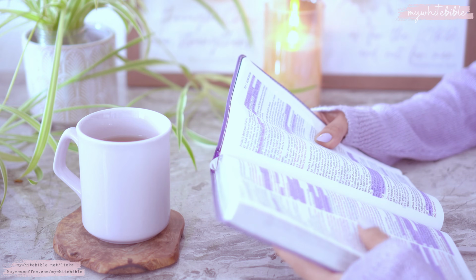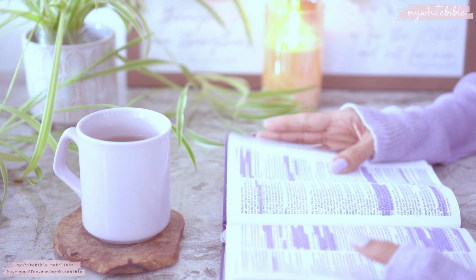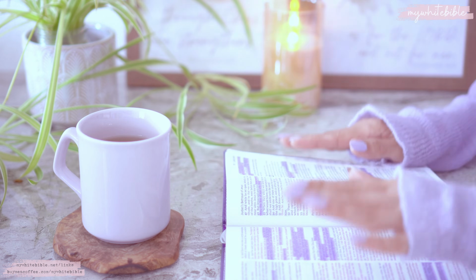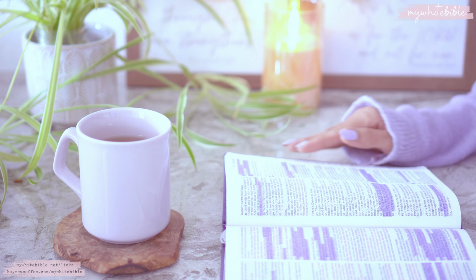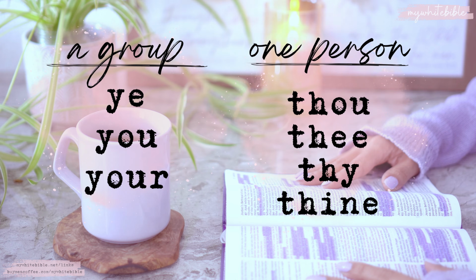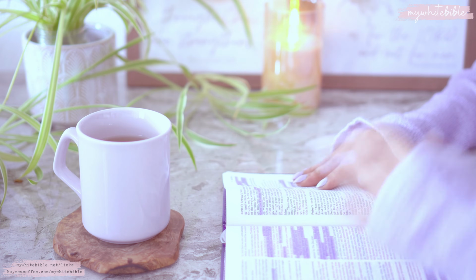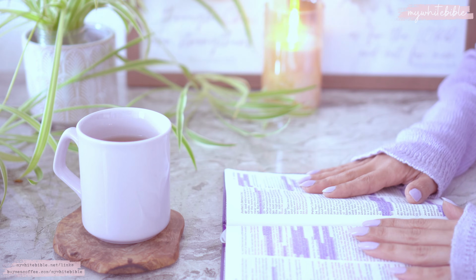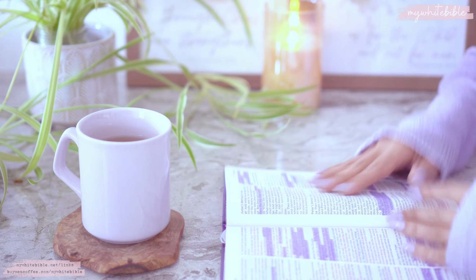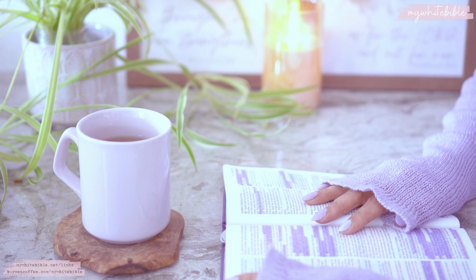Okay? So that's the first thing. Very simple cheat code, already will help your comprehension significantly when you're reading the text. You, your: multiple. Thy, thine: single person. That will completely make clear who the message is being aimed at, whether it's being aimed at one person or multiple. Okay, so there we go.